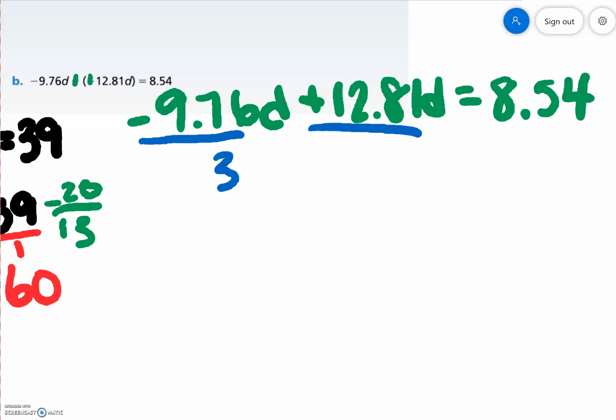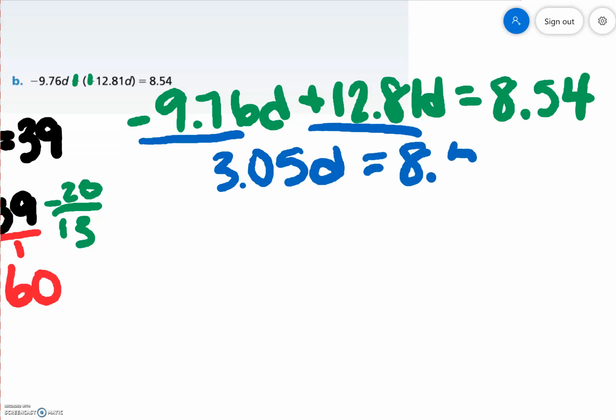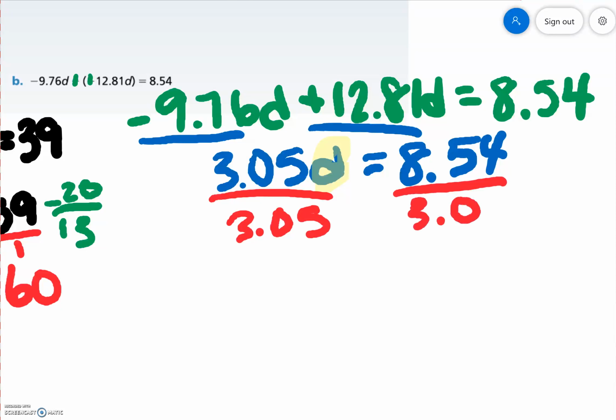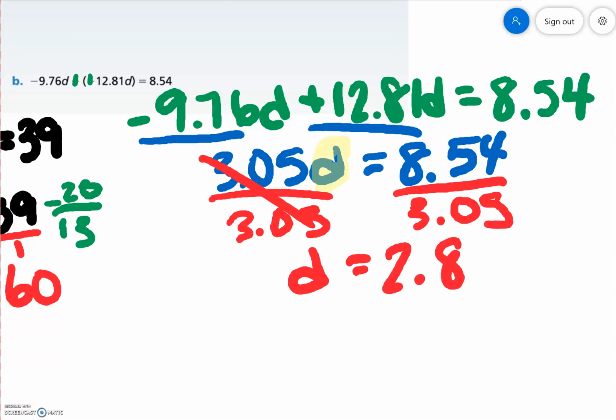Gives me 3.05D equals 8.54. Remember, this whole time we're trying to get D by itself. So we are going to divide by 3.05 on both sides. This cancels, and D is equal to, getting out my calculator again, D is equal to 2.8.